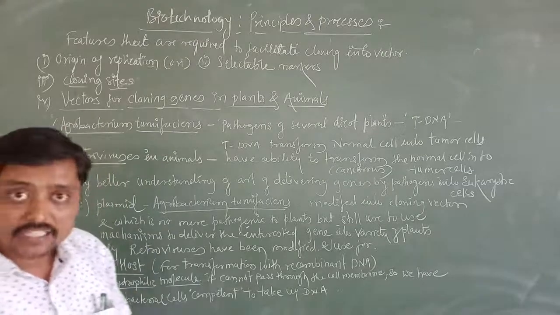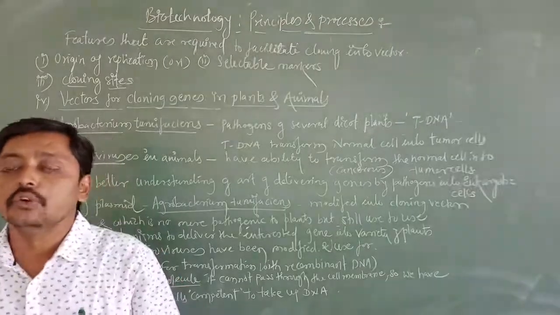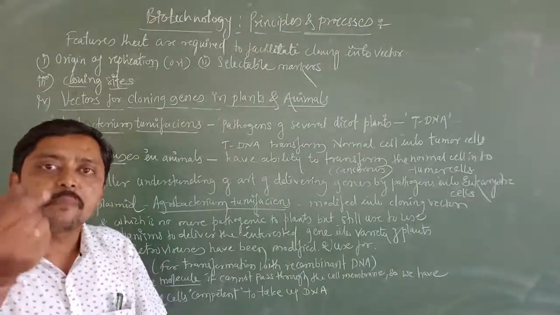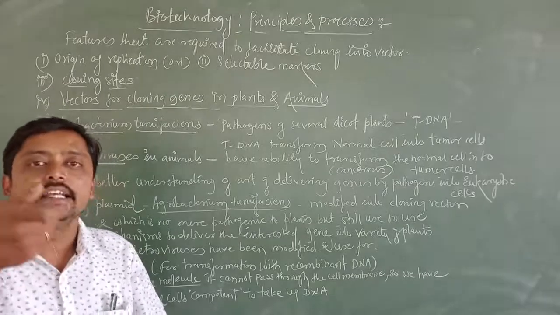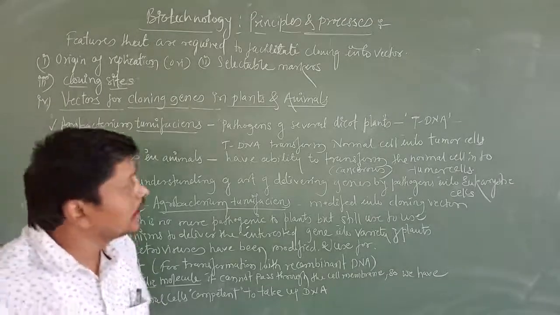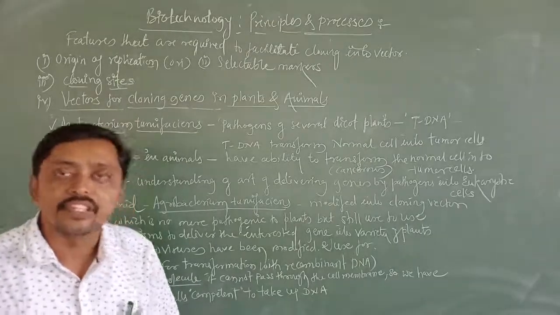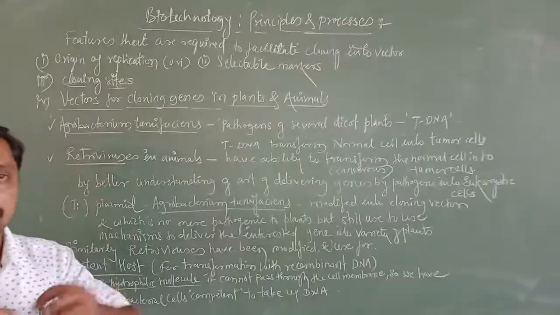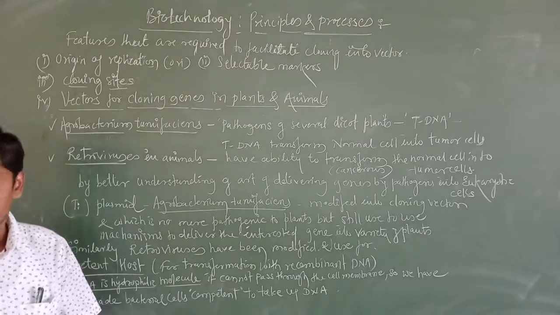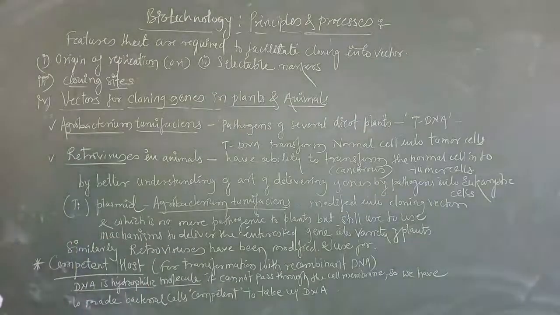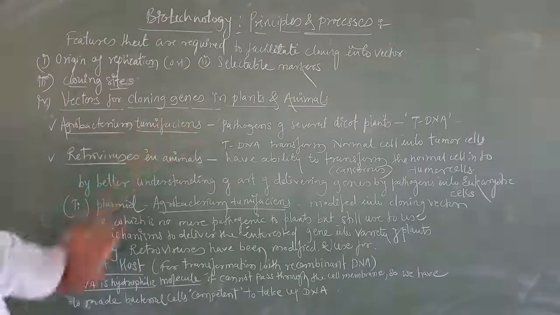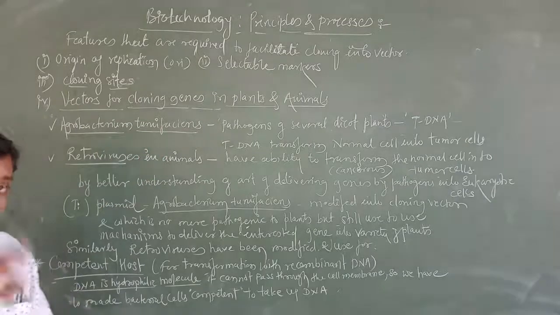Agrobacterium tumefaciens is the pathogen for several dicotyledon plants. In that plant, what is it going to do? It is going to transfer a piece of eDNA, and that eDNA is going to convert normal cells into tumor cells. In the sense, it is going to cause cancer, like cancer only. Tumor means the tumors are going to grow. Understood? And this is in the case of a plant.